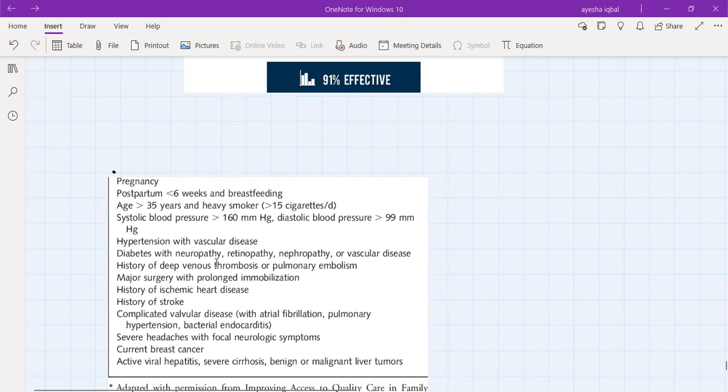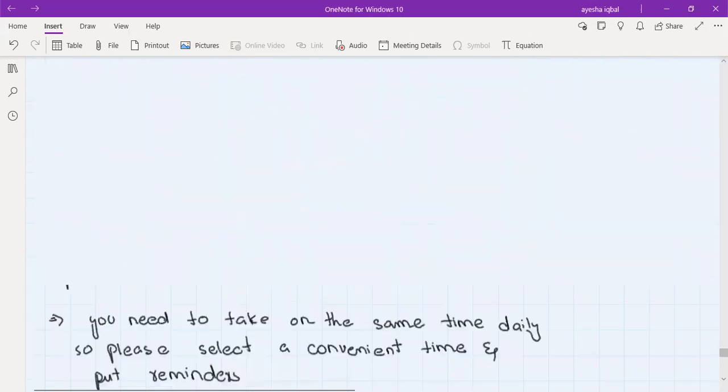Then everybody knows about this one: DVT or pulmonary embolism, a history of DVT or pulmonary embolism, and any recent major surgery with prolonged immobilization, cardiovascular diseases, stroke, and migraine, which is basically severe headache with focal neurological symptoms. Then breast cancer, and any liver problem like viral hepatitis, malignant liver tumor, cirrhosis, so basically liver problems. So these are the questions that we are going to ask this patient. We basically simplified it for you to remember.